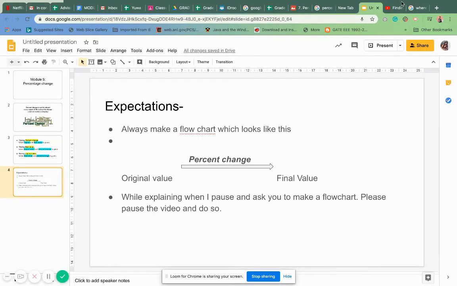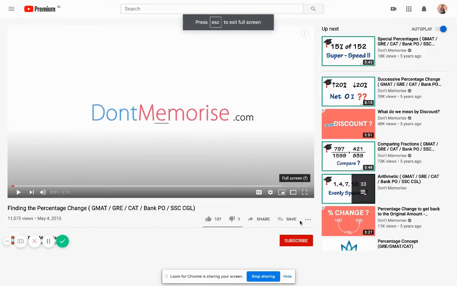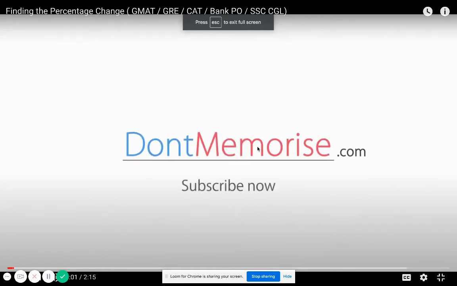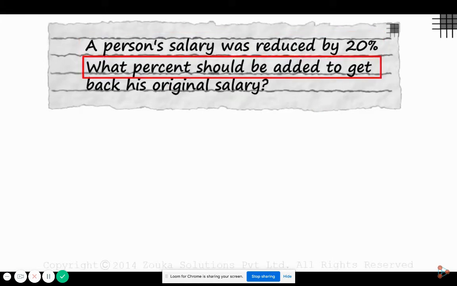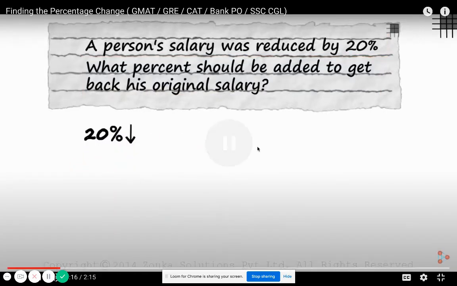Why don't we look at a quick question and then I'll talk more about it. A person's salary was reduced by 20%. What percentage should be added to get back his original salary? The salary was reduced by 20%. Now, think about how a person's salary is reduced by 20%. Now he wants to get back the same salary. So, for example, I was earning 100 rupees and it reduced, and my salary became 80 rupees. Now, if I want to go back to 100 rupees, how much should it increase?